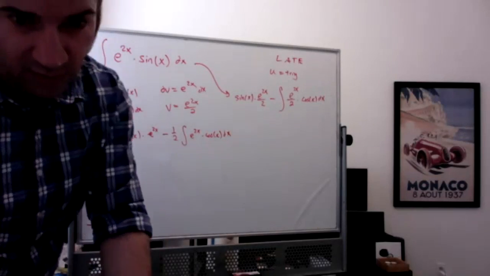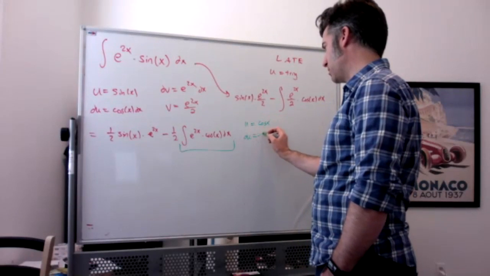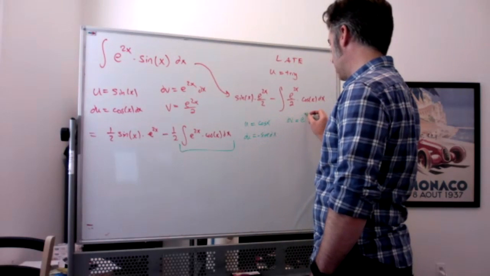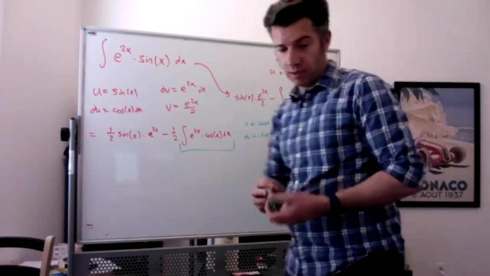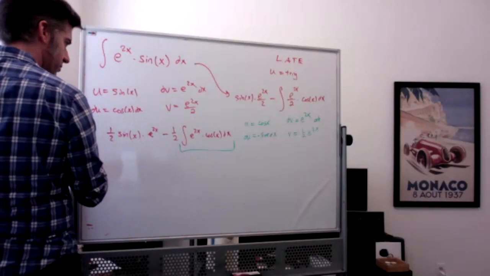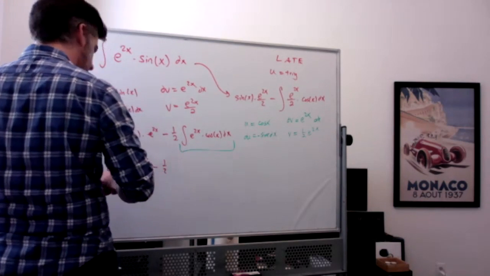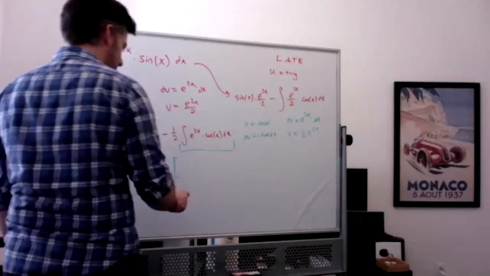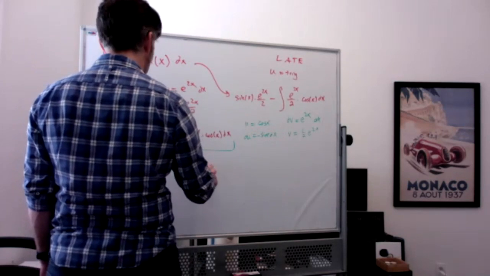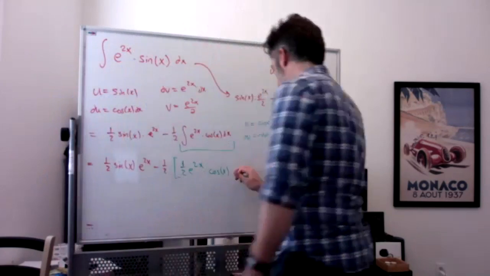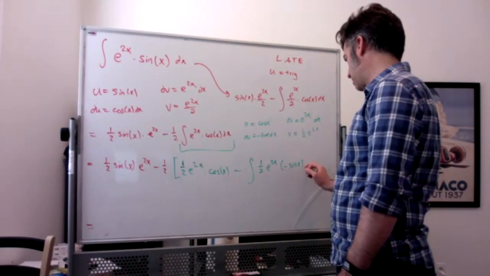Okay, and now for this integral, I'm going to do the same sort of integration by parts. I'm going to let u equal cosine of x. du is going to be negative sine of x dx. dv is going to be e to the 2x again, and v is going to be 1/2 e to the 2x, or e to the 2x over 2. So then this is equal to 1/2 sine of x times e to the 2x minus 1/2 times the integral of this, which is going to be uv, so 1/2 e to the 2x times cosine of x, minus the integral of v du, which is 1/2 e to the 2x times negative sine of x dx.